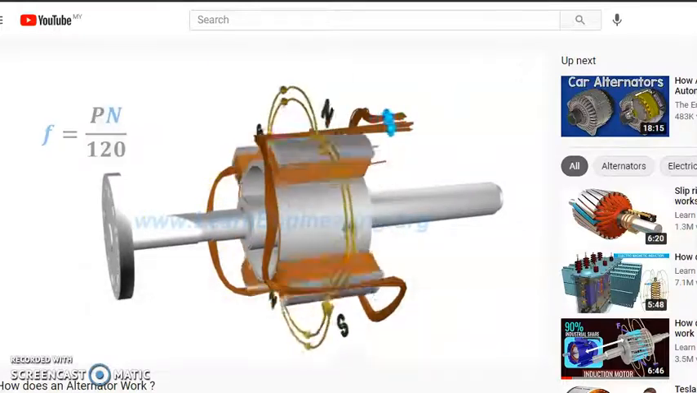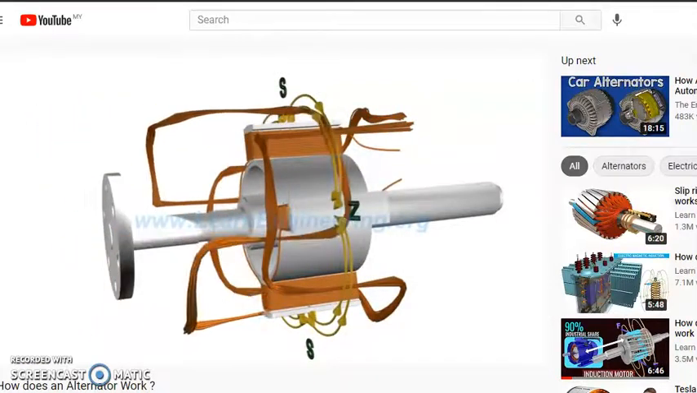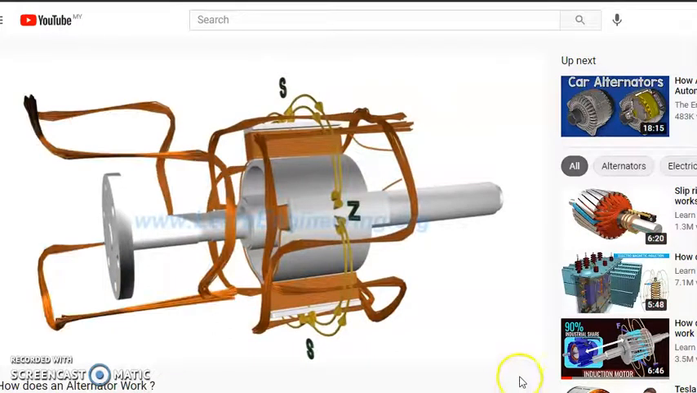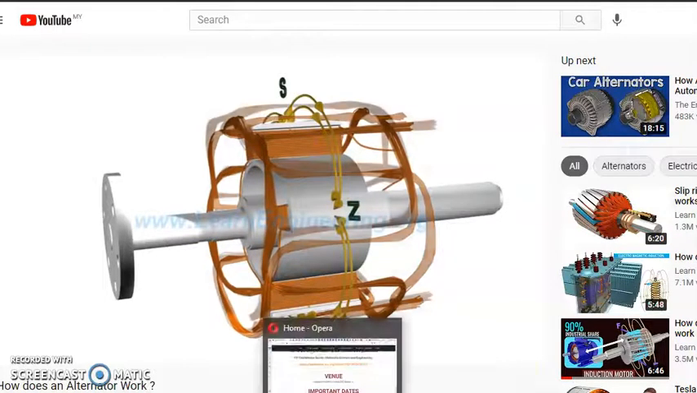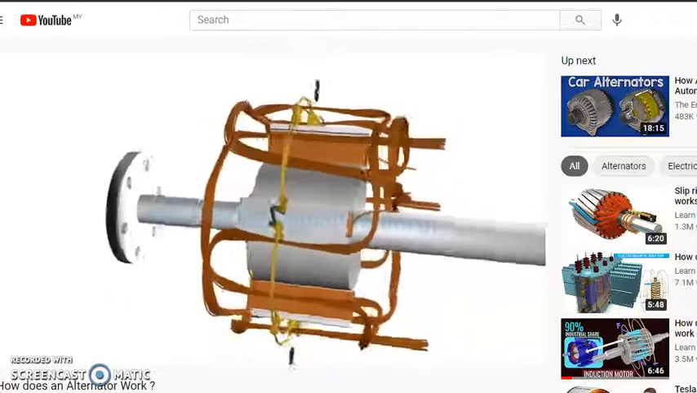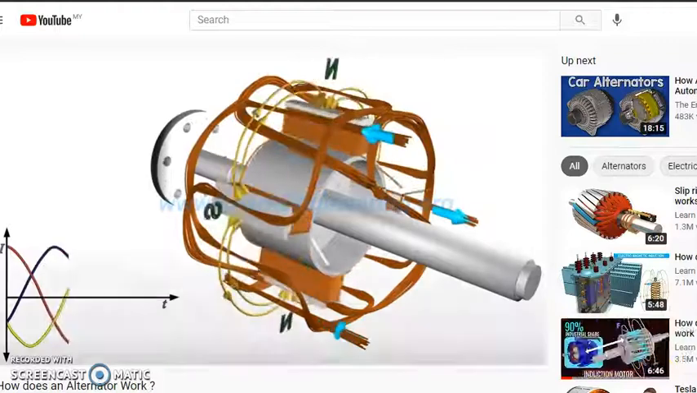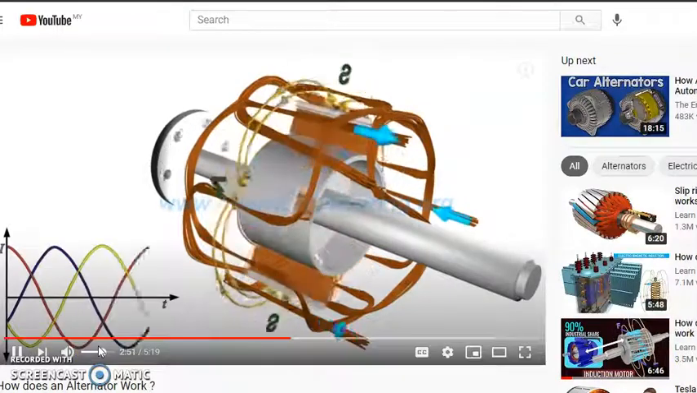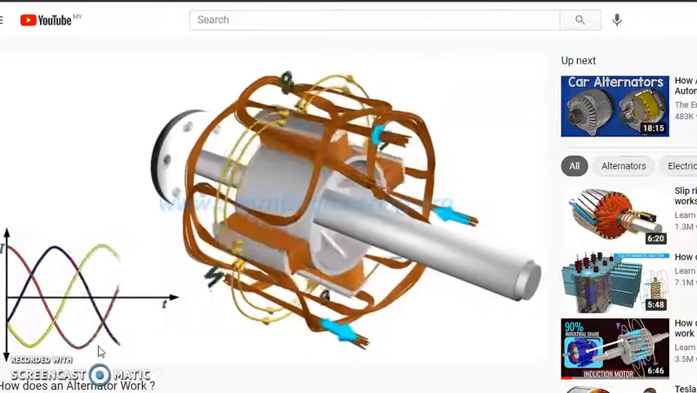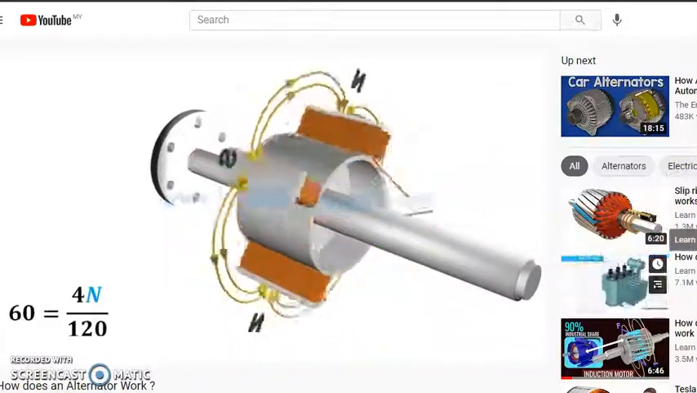For producing 3-phase AC current, 2 more such armature coils, which are at a 120-degree phase difference from the first, are put in the stator winding. Generally, one end of these 3 coils is star connected, and 3-phase electricity is drawn from the other end. It is clear from this equation that in order to produce 60 Hz electricity, a 4-pole rotor should run at the following RPM.